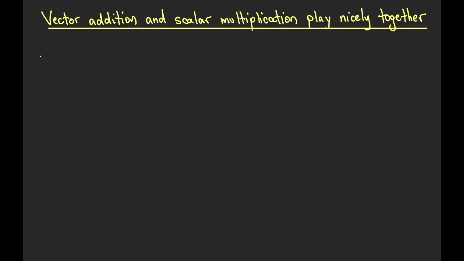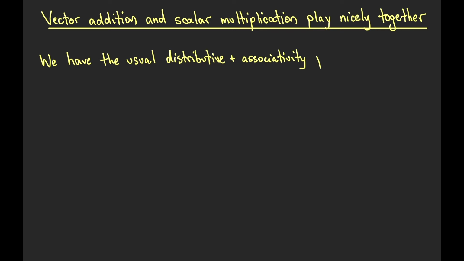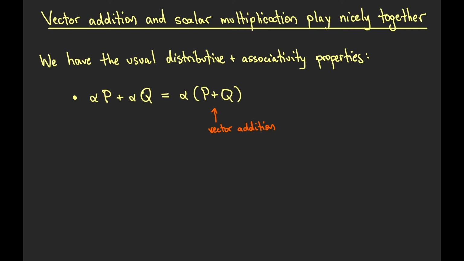Okay, something that should be emphasized about this notion of vector addition and scalar multiplication is that they play nicely together. And they play nicely with the usual addition and multiplication of real numbers. So for example, if you do alpha P plus alpha Q, you get alpha times (P plus Q). Notice that the plus on the left is vector addition, the plus on the right is vector addition, and scalar multiplication is in all 3 places.